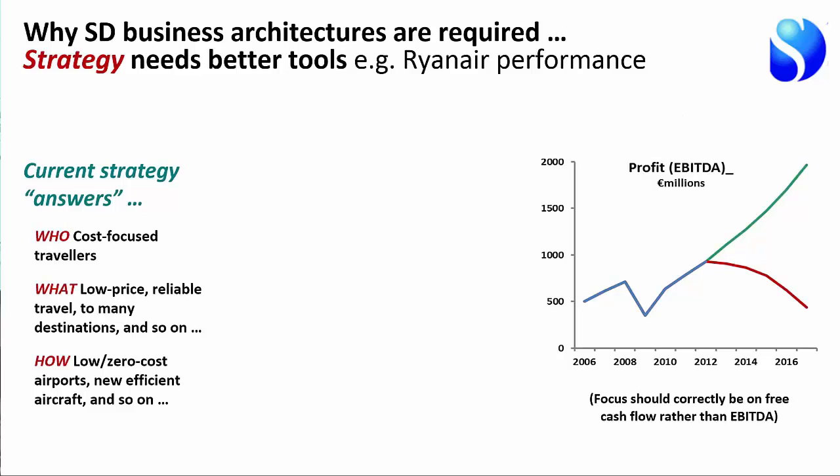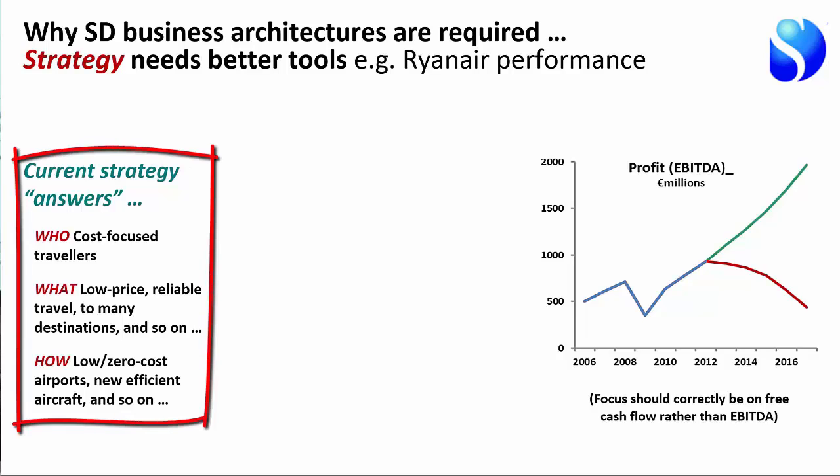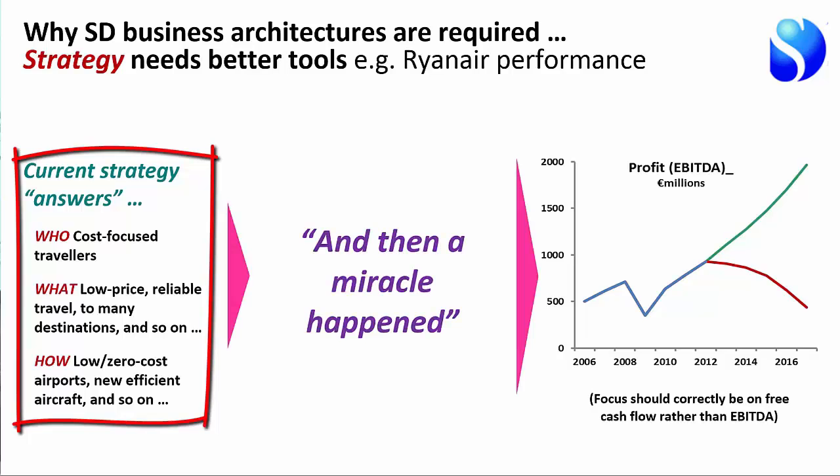This is Europe's most successful low-fare airline, Ryanair. It's been going for 30 years. It has exactly the same strategic architecture today that it had 30 years ago when the company was formed. It has aircraft, routes, passengers, and airports and staff. This is what strategy currently says. It says, who are we focusing on, what are we offering, and how do we do it? The strategy field has no answer to this.